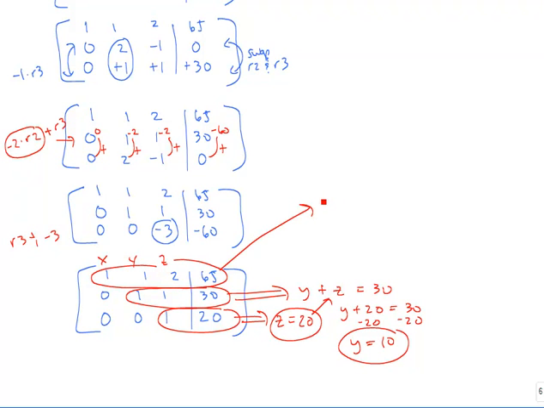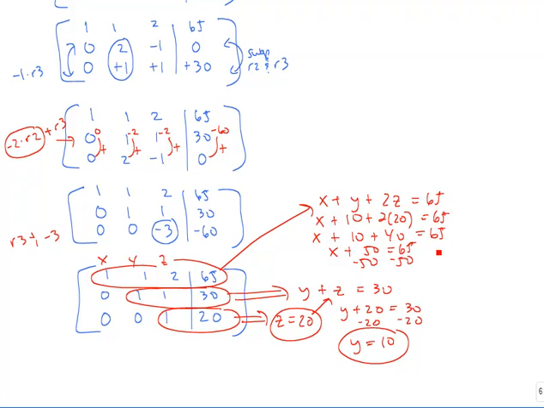That gives me x plus y plus 2z equals 65. And if we substitute in, y was 10, z was 20. So x plus 10 plus 40 equals 65. So x plus 50 equals 65. And if I subtract 50, that gives me x is 15. So final answer, 15 for x, 10 for y, and 20 for z.